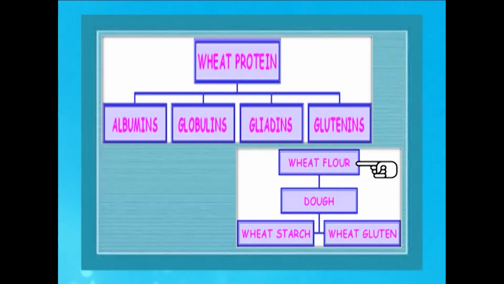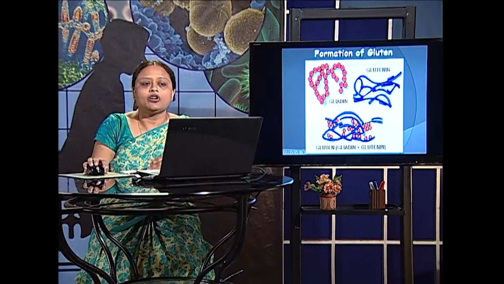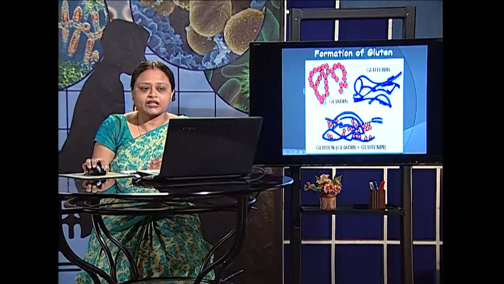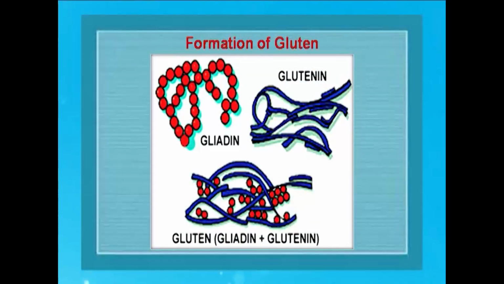Now when wheat flour is taken and dough is produced by mixing water, we have the production of wheat starch and wheat gluten. Basically they will separate. Now the formation of gluten can be observed here. This is composed of the 2 water-insoluble components, glutenin and gliadin protein. These 2 are present in wheat.